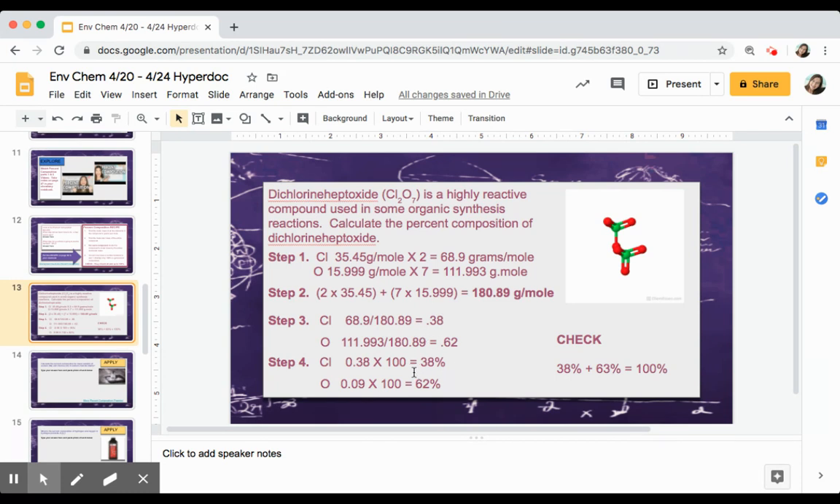You guys should know this from math because this is just how you find percentages. Multiply both by 100 because we want percentages. So 38% is chlorine and 62% is oxygen. When we add them together, we get 100. That means we did the problem right. And don't worry if you get 97% or 95% or 104%. Sometimes things get lost in rounding errors.